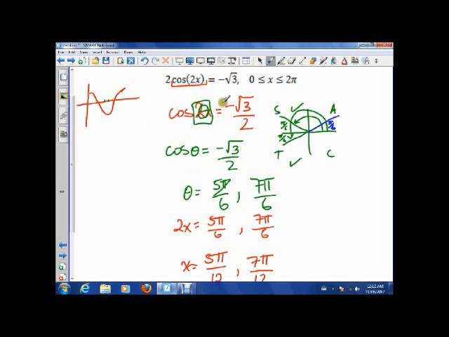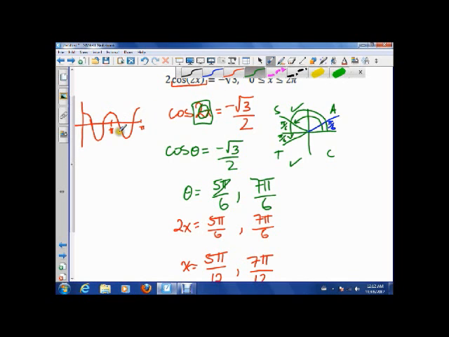Okay? Now the problem is that we're working with cos 2x. Okay? You remember what that does to a trig graph, right? It makes it go twice as fast. So there's pi, and then there's another pi, right? So you see this 5 pi by 12 and 7 pi by 12? Well, where are those solutions with reference to this?